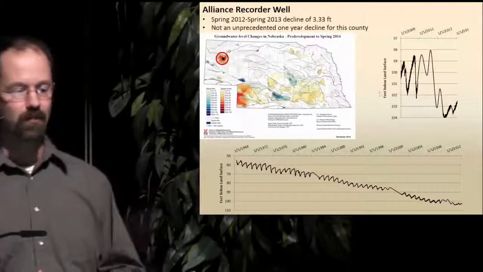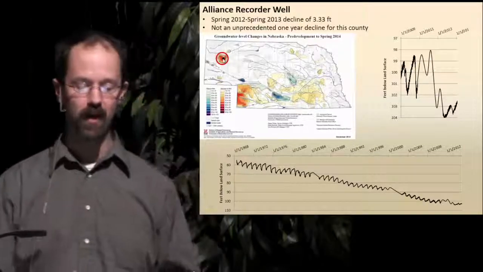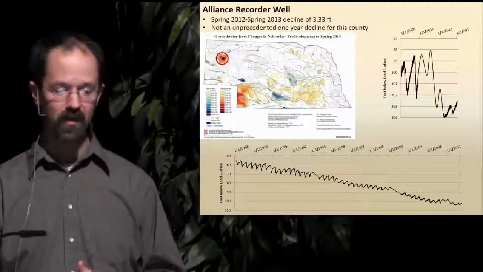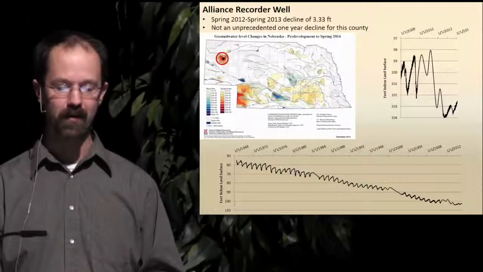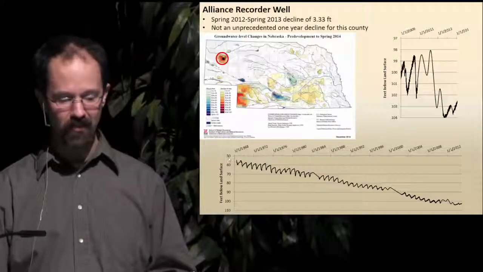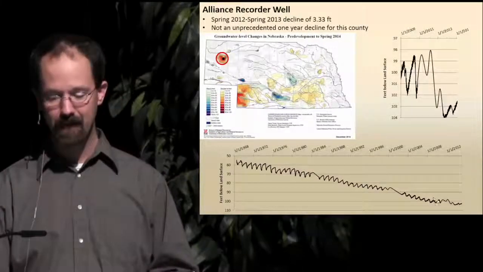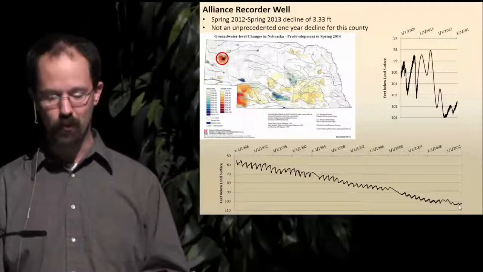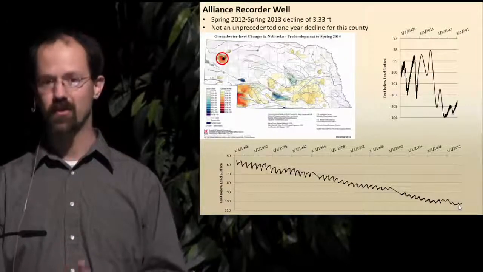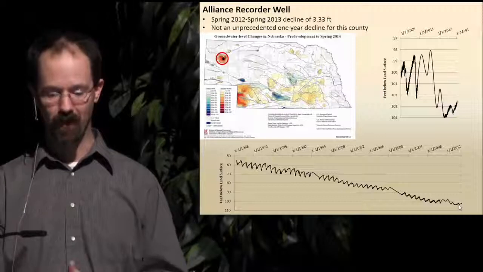Look at a little different part of the state out in Box Butte County. This is the Alliance Recorder. Hydrographs for this area are very similar to what you would see down in the southwest part of the state. We see this almost linear decline. If you do the math on this, it comes out to an average of just over 1 foot of decline per year.